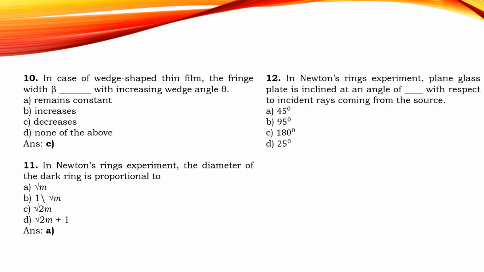Next is in Newton's ring experiment, plain glass plate is inclined at an angle of dash with respect to incident ray coming from the source. And the options are 45 degree, 95 degree, 180 degree, 25 degree. And the right answer is option A, 45 degree.